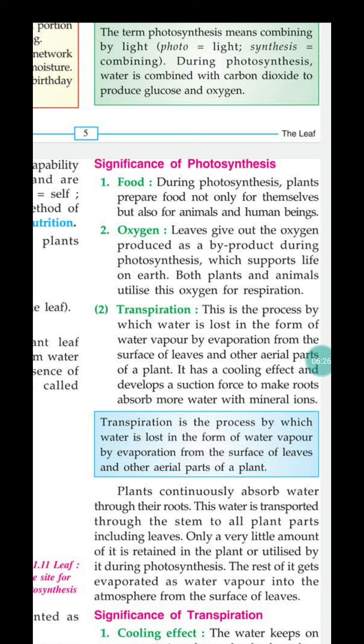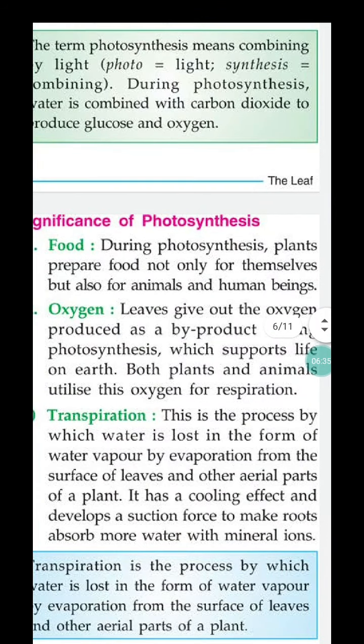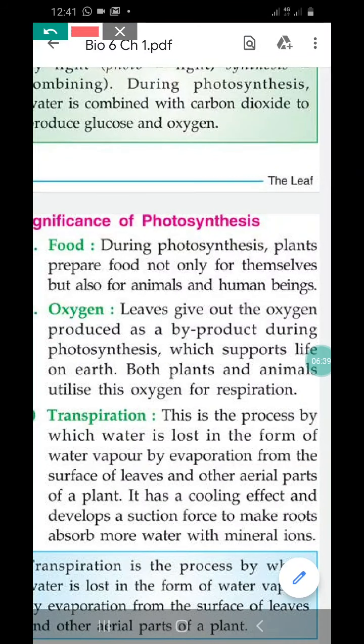And second use is oxygen. What are the end products of photosynthesis? Glucose and oxygen. The end products of photosynthesis are glucose and oxygen. This oxygen is useful for plants and animals too.